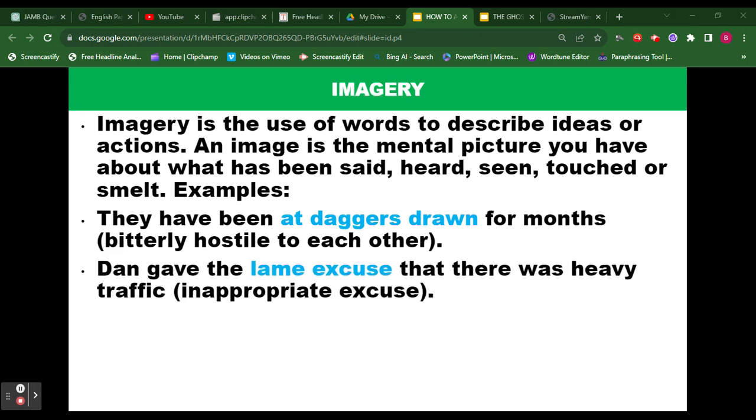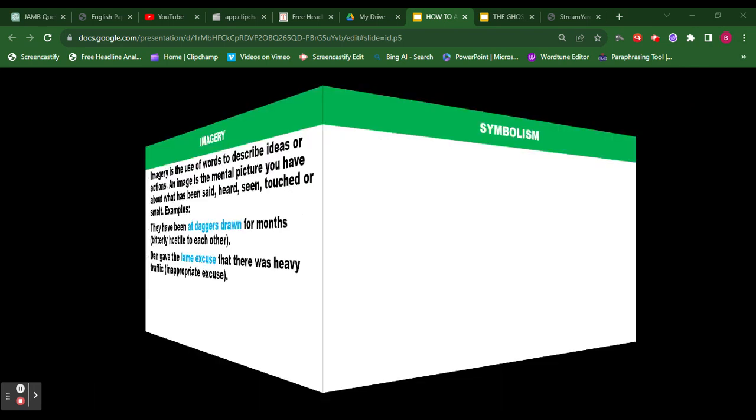Dan gave the lame excuse that there was heavy traffic. Then when you look at the word lame, you can have a mental picture of a lame person, crippled, and you discover some abnormality. And so when that is used to describe an excuse, it means that this is an inappropriate excuse. It's not a completely acceptable excuse. Okay, so that's really what it means.